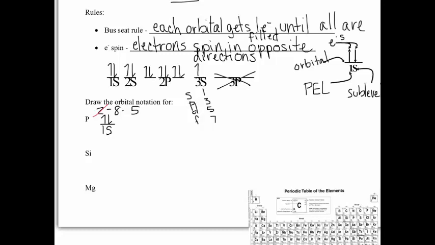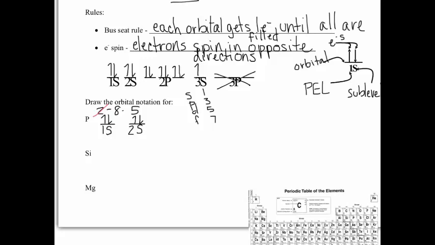Now in the second principal energy level, I have 8 electrons. Once again, I'm going to start with S. This time it's in the second principal energy level, which has just one orbital, so one horizontal line, and it can only fit 2 electrons.